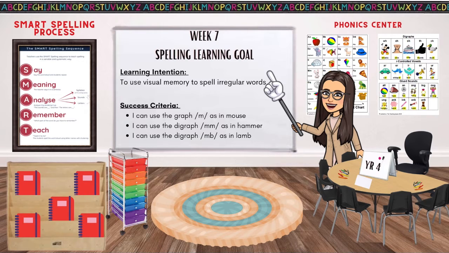This week you are focusing on 3 different spelling rules. The first rule you are focusing on is the graph M, which makes the sound as in mouse. You are also focusing on the digraph MM, as in the word hammer, and the other digraph MB, which also makes the sound as in lamb.